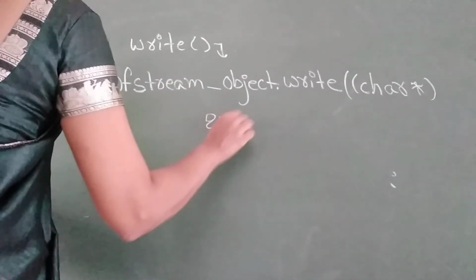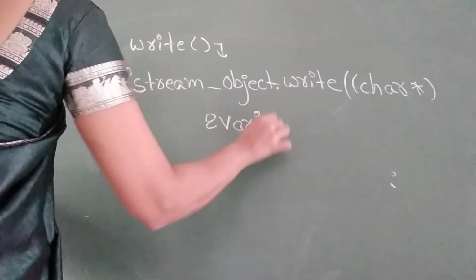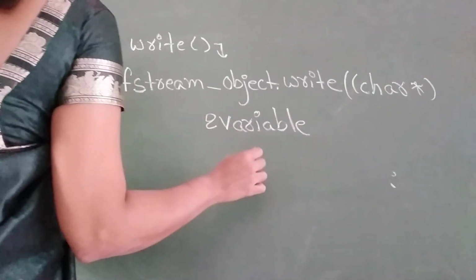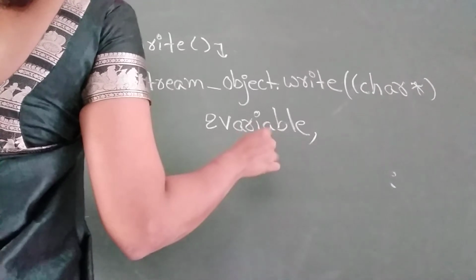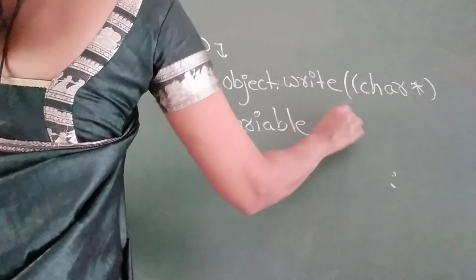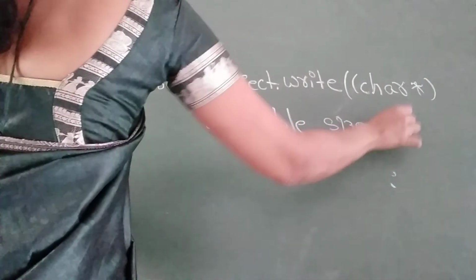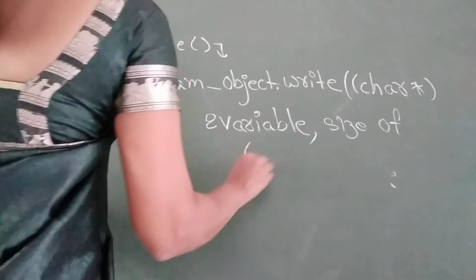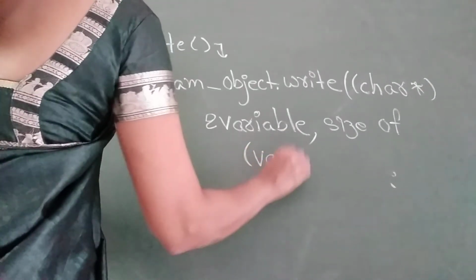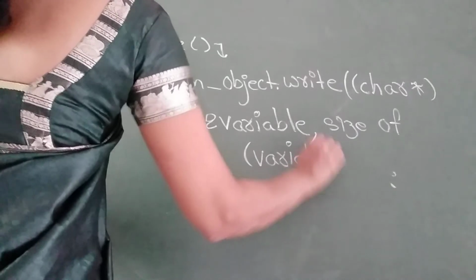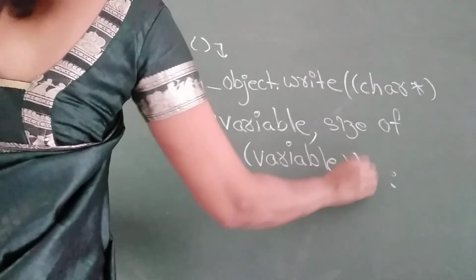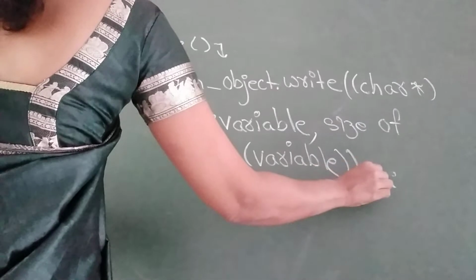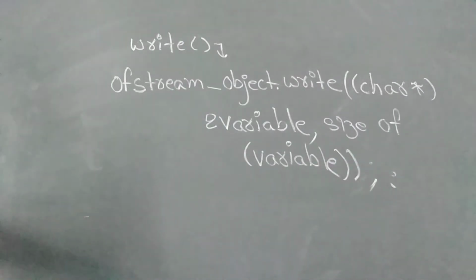Ampersand, variable address, the address in which we are going to write. Then size of variable. When you see the example, it will be easy for you. Size of the variable, and a semicolon is there.